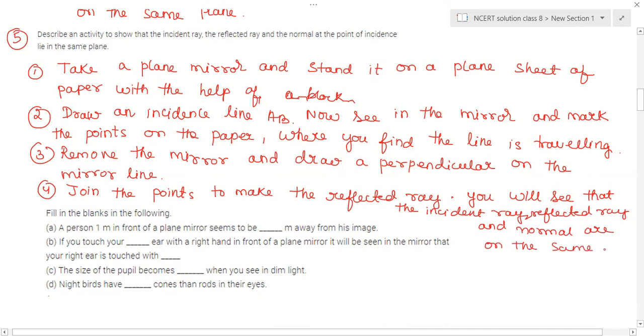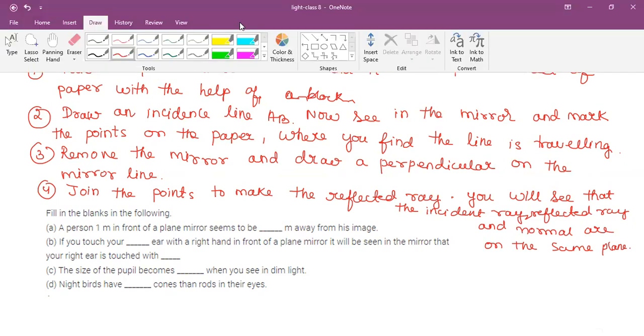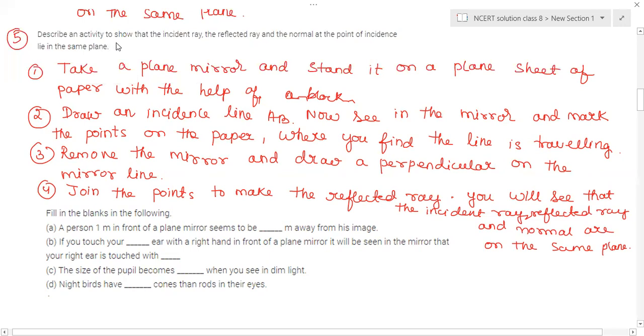So this is an extensive question usually taken in labs, not asked in theory. But in case they do, you can always say that you're taking a mirror and a paper, looking into the mirror, drawing the lines accordingly on the paper, and then you would see that they are all on the same plane, right?